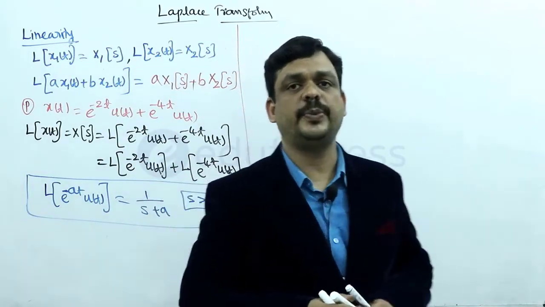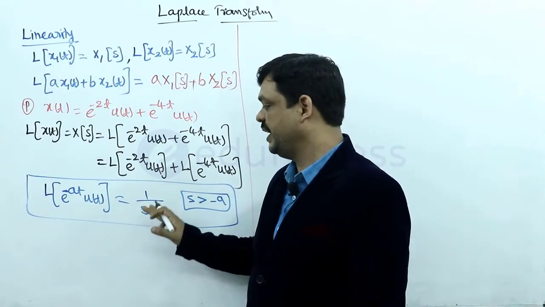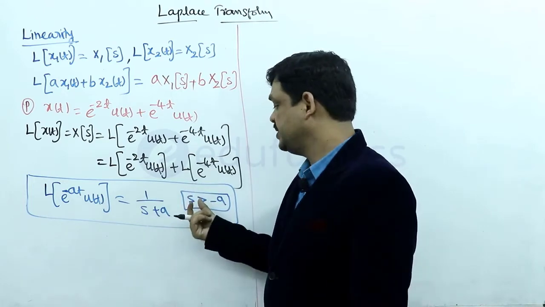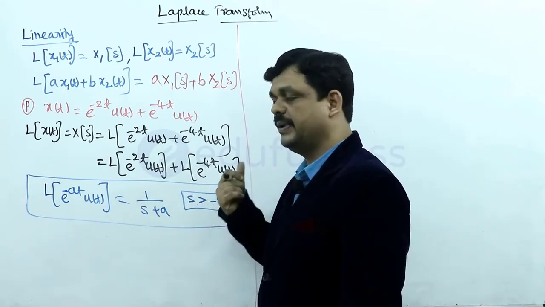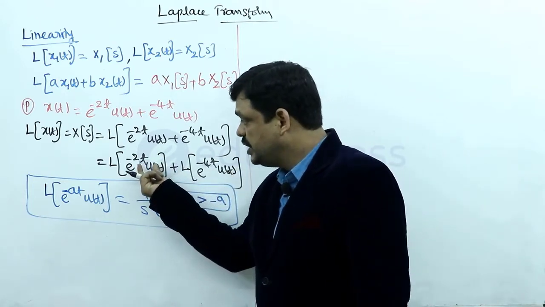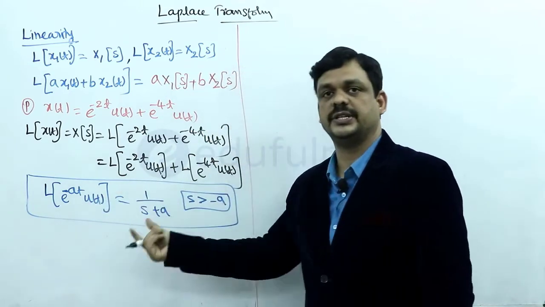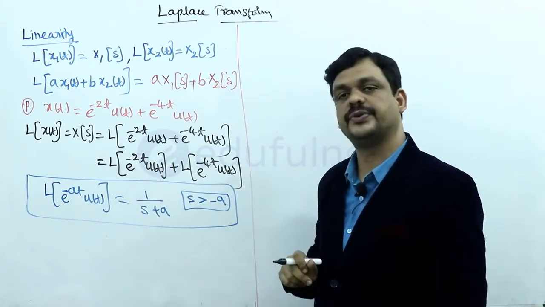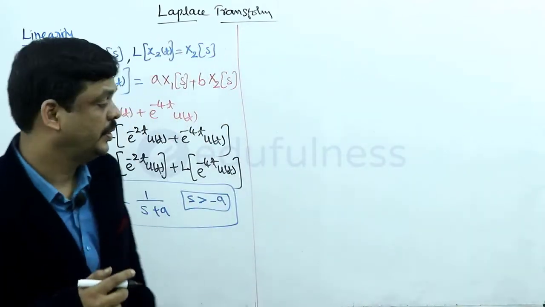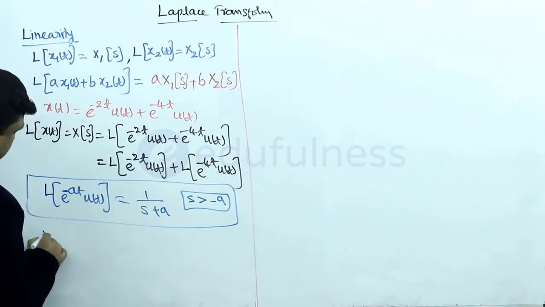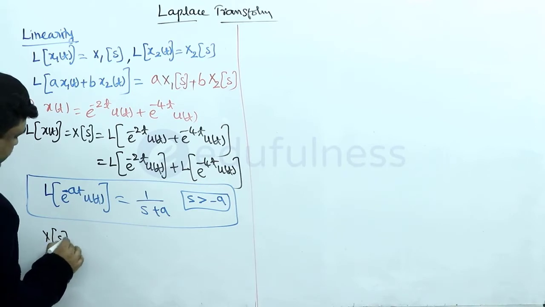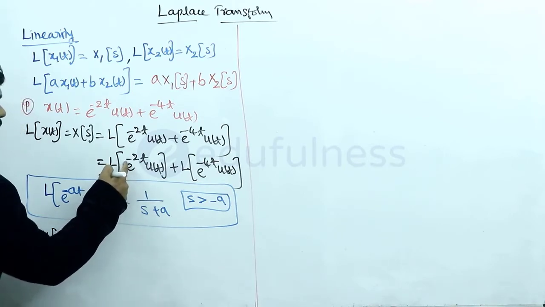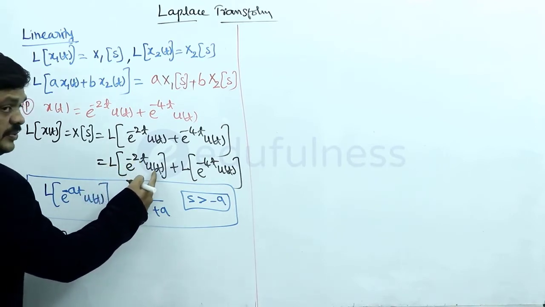Laplace transform of e to the power of minus at into u of t is 1 by s plus a, and ROC is defined like this: s is greater than minus a. Now these two functions are similar to this formula, where here a value is 2 and here a value is 4. Then directly I am writing, x of s is Laplace transform of e to the power of minus 2t into u of t.